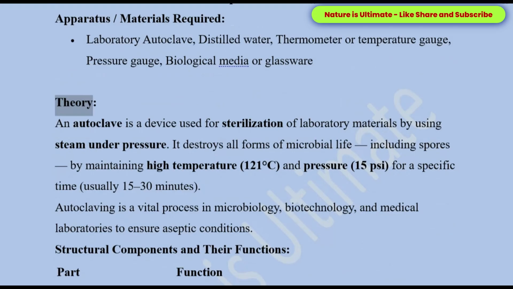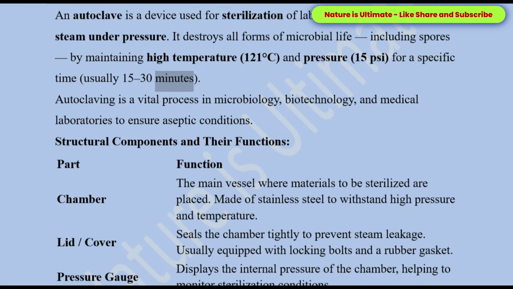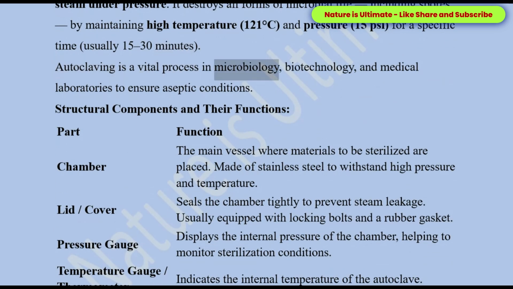Theory: An autoclave is a device used for sterilization of laboratory materials by using steam under pressure. It destroys all forms of microbial life including spores by maintaining high temperature, 121 degrees Celsius, and pressure, 15 psi, for a specific time, usually 15 to 30 minutes. Autoclaving is a vital process in microbiology, biotechnology, and medical laboratories to ensure aseptic conditions.